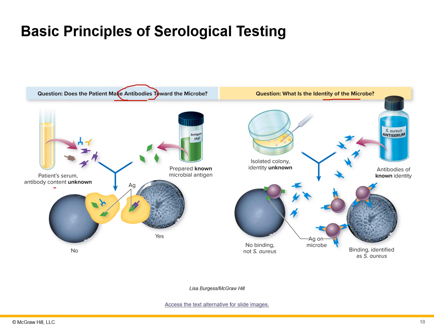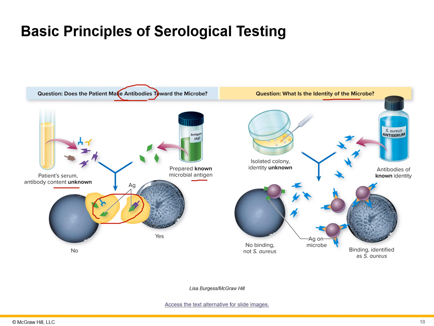Again, we would take the serum out, and we would look for antibodies. We would take a known microbial agent, and if we put them together and there's a reaction, then we know that the patient had to have been making antibodies to that agent. So again, this is looking for the presence of antibodies from the patient.